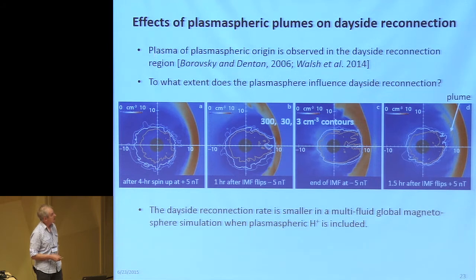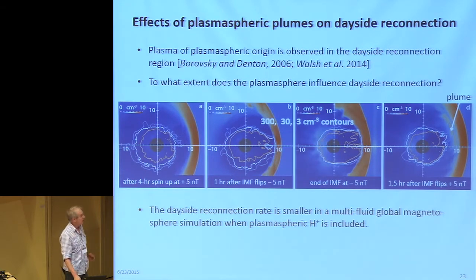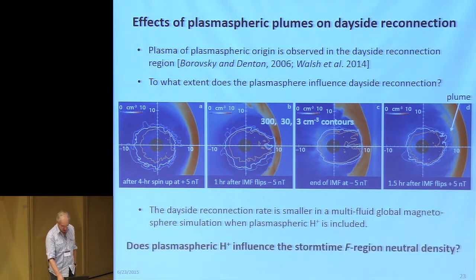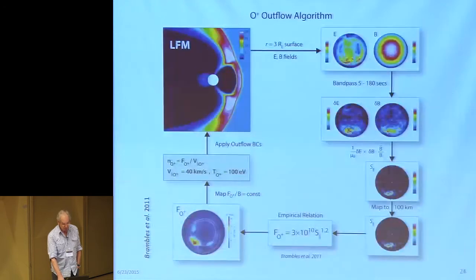And some of this observational work suggests that these plumes may have a significant effect on dayside reconnection. Okay, I think those folks have backed off of that more recently to some extent. And so we know that the dayside reconnection rate is smaller in a multifluid when the plasmasphere H+ is included. And the question is, if the plasmasphere is influencing dayside reconnection, and dayside reconnection shows up as the intensity of the convection in the ionosphere, and Joule heating, yada, yada, yada, the whole chain, can that affect the F region neutral density? So we're going to test that.